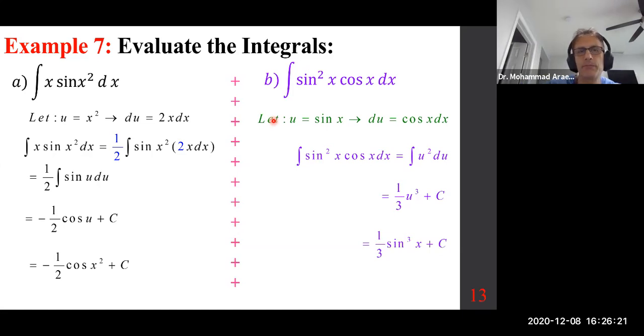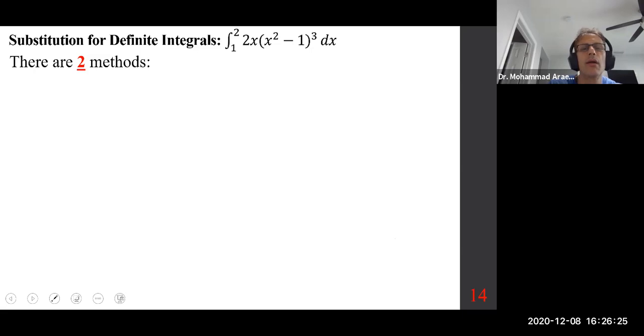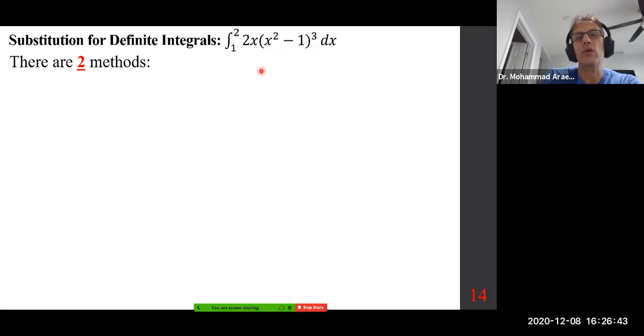All right. Let's look at a definite integral when we want to evaluate and end up with a number. How do we do that when we need to do substitution? Well, there are two ways. One is that we do the math, we go back to the original variable, and therefore original limits. The lower limit is 1, the upper limit is 2. This is a simple case. Let u be x squared minus 1, du becomes 2x dx.